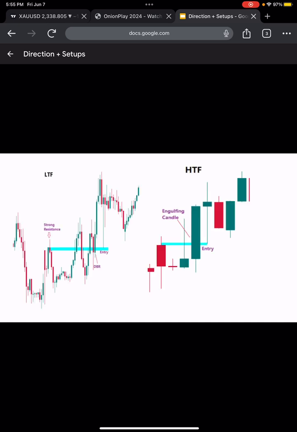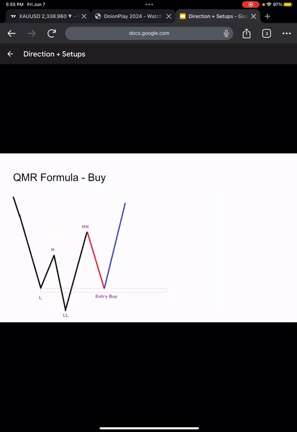Another example, you have a strong resistance, and then you have a drop-based rally, and then the entry point. Higher time frame, this counts as a double Mariposa, so this is a double Mariposa candle. And then now moving on to the other setup, which is a QMR.